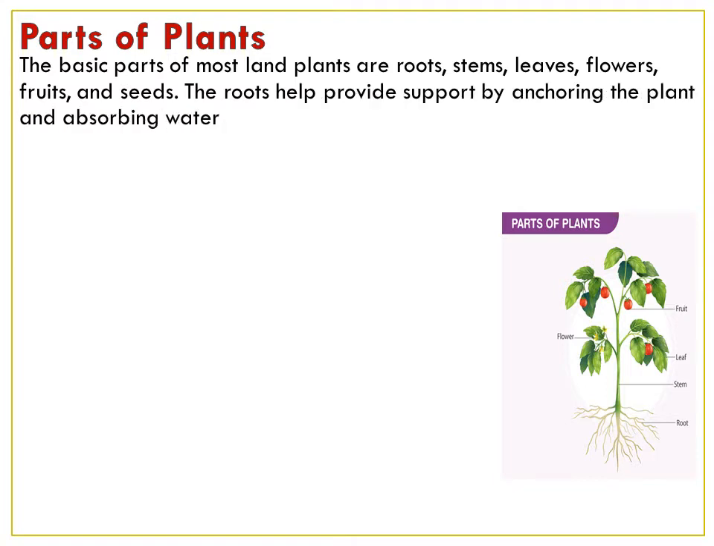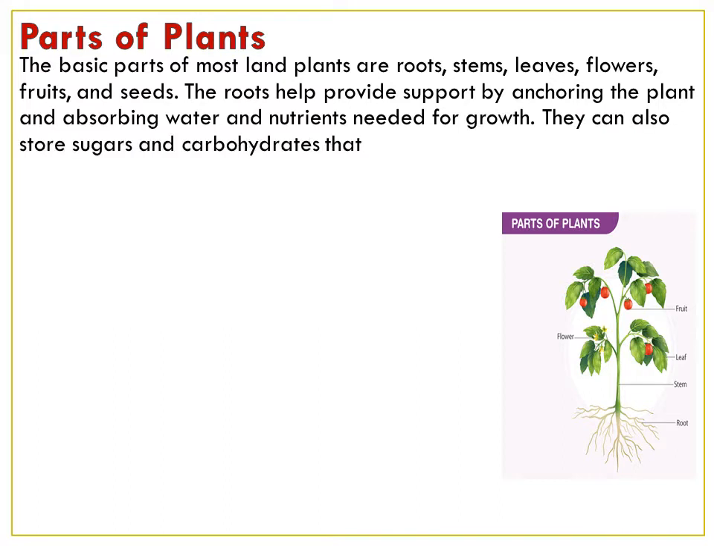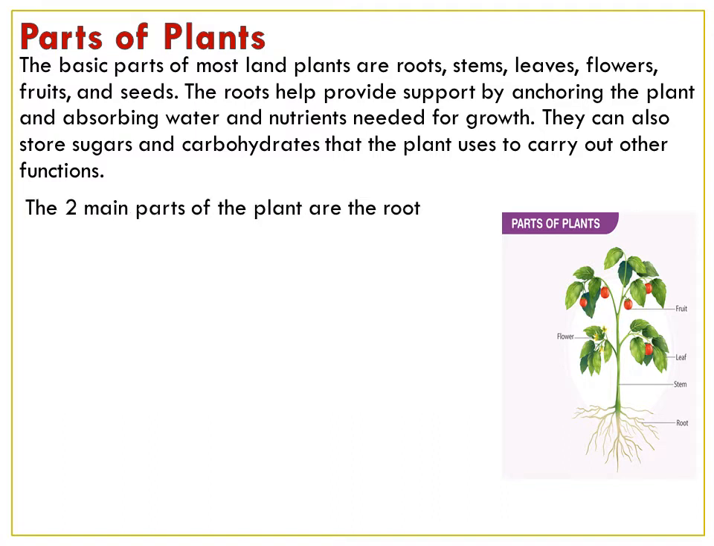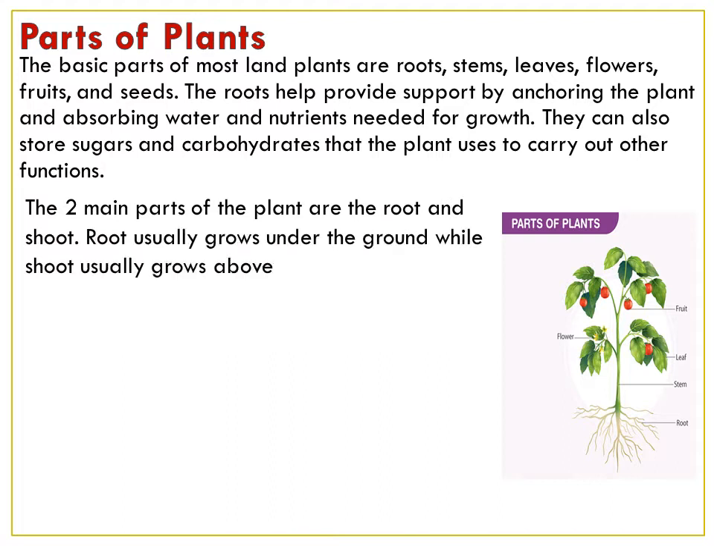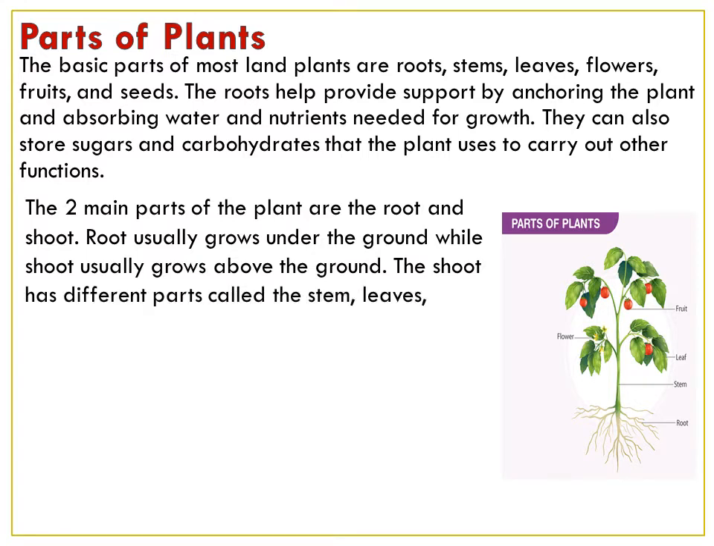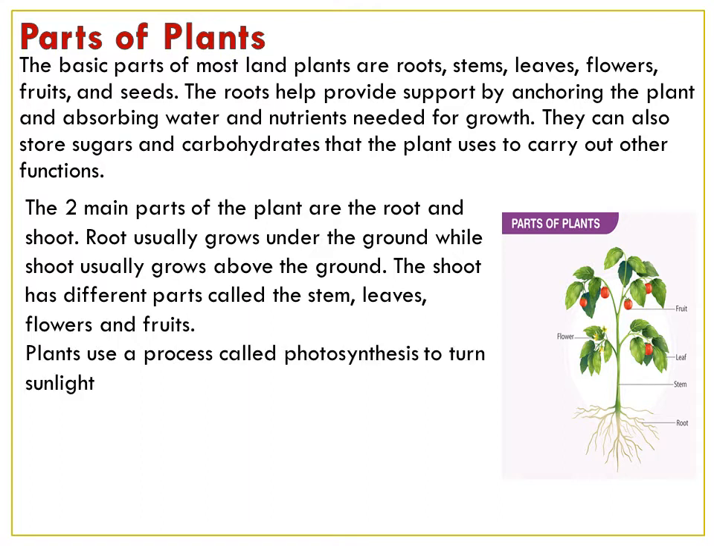The roots provide support by anchoring the plant and absorbing water and nutrients needed for growth. They can also store sugars and carbohydrates that the plant uses to carry out its functions. The two main parts of a plant are the root, which is under the ground, and the shoot, which is above the ground. Shoot is the other name for stem. So the stem has leaves, flowers, and fruits.